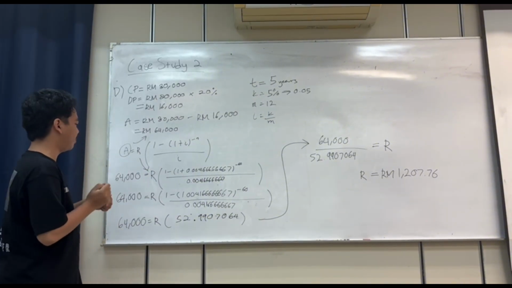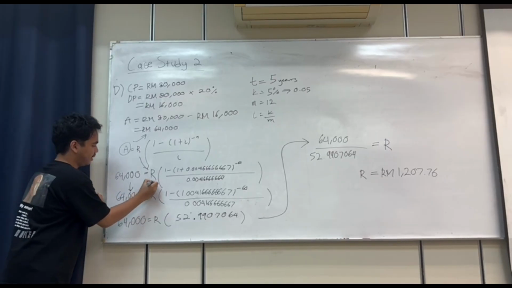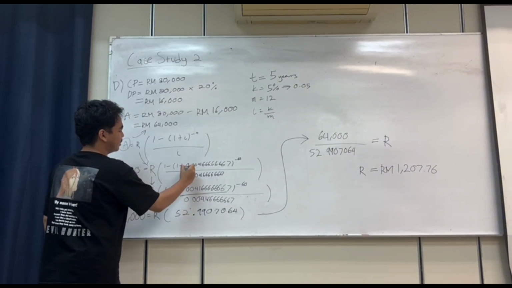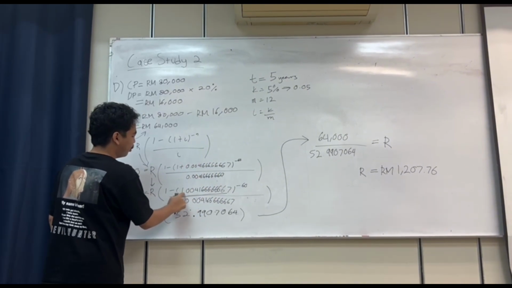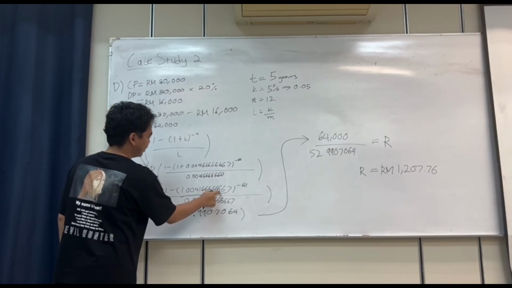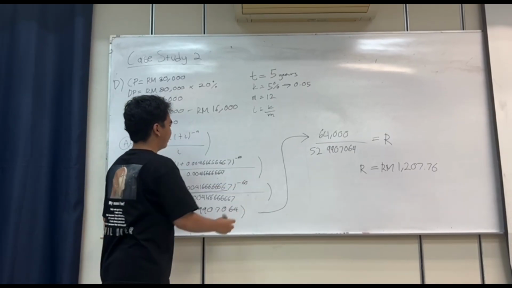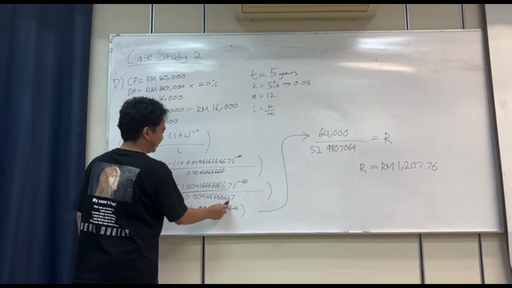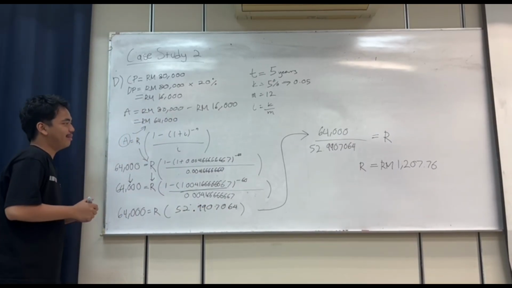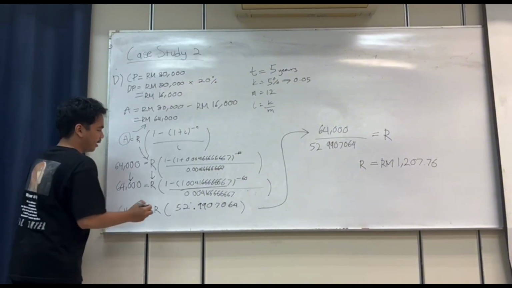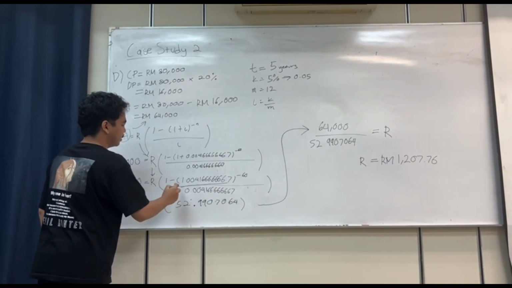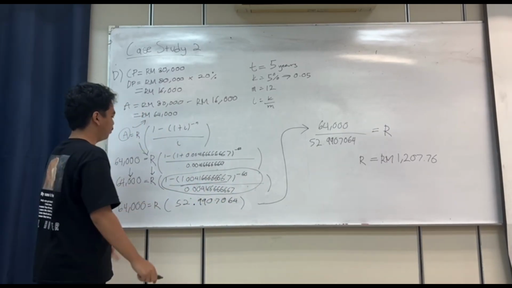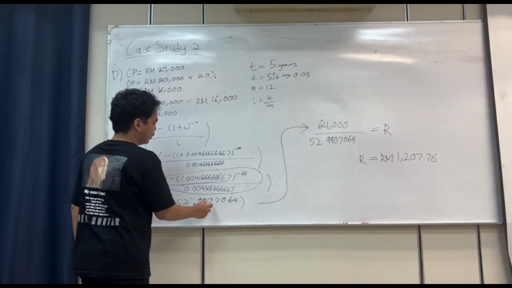For the next step, we just write down these two. Then to find this answer, it is 1 plus this one, and we get 1.0041666666667, and the power is still 60, so just write it back. Then we divide by 0.0041666666667. For the second final step, to find this answer, just calculate all of this from the top until this one. So we will get 52.990764.